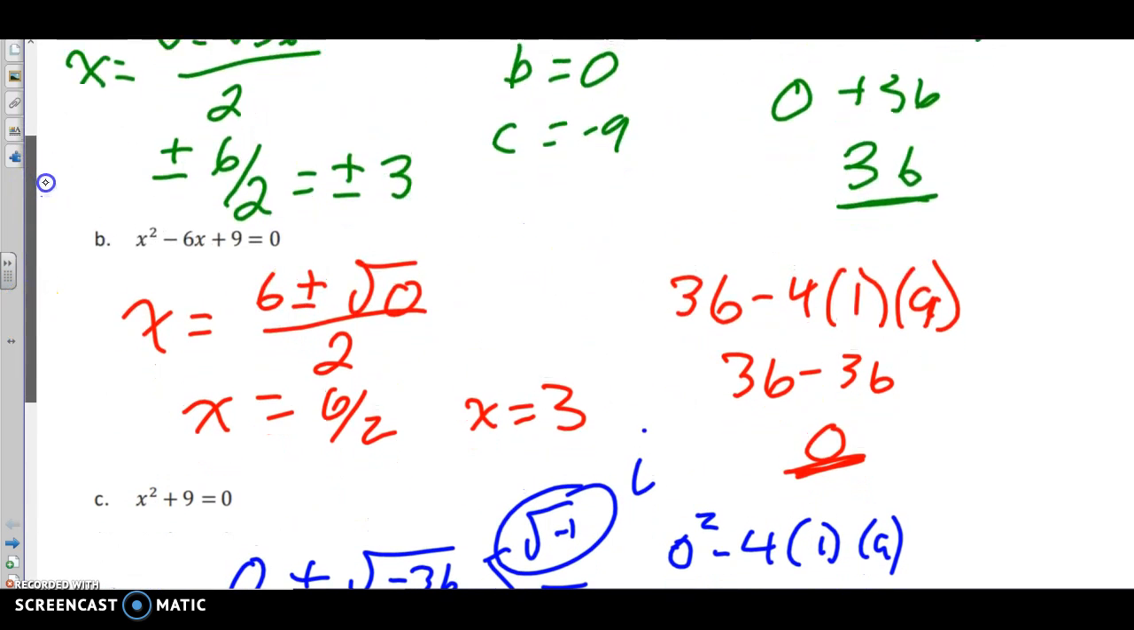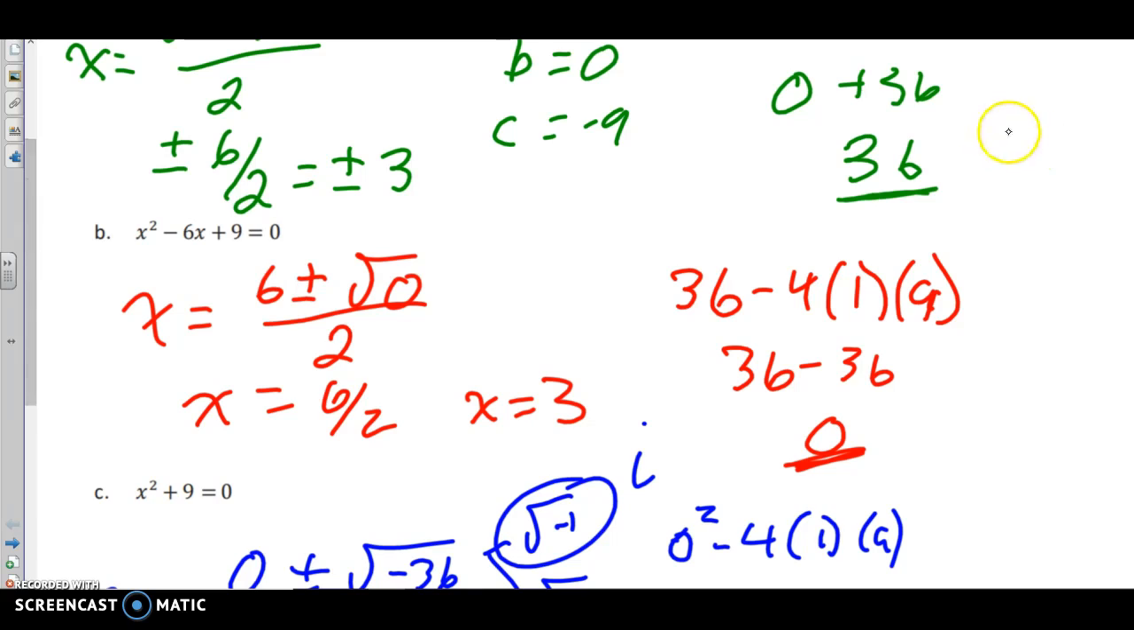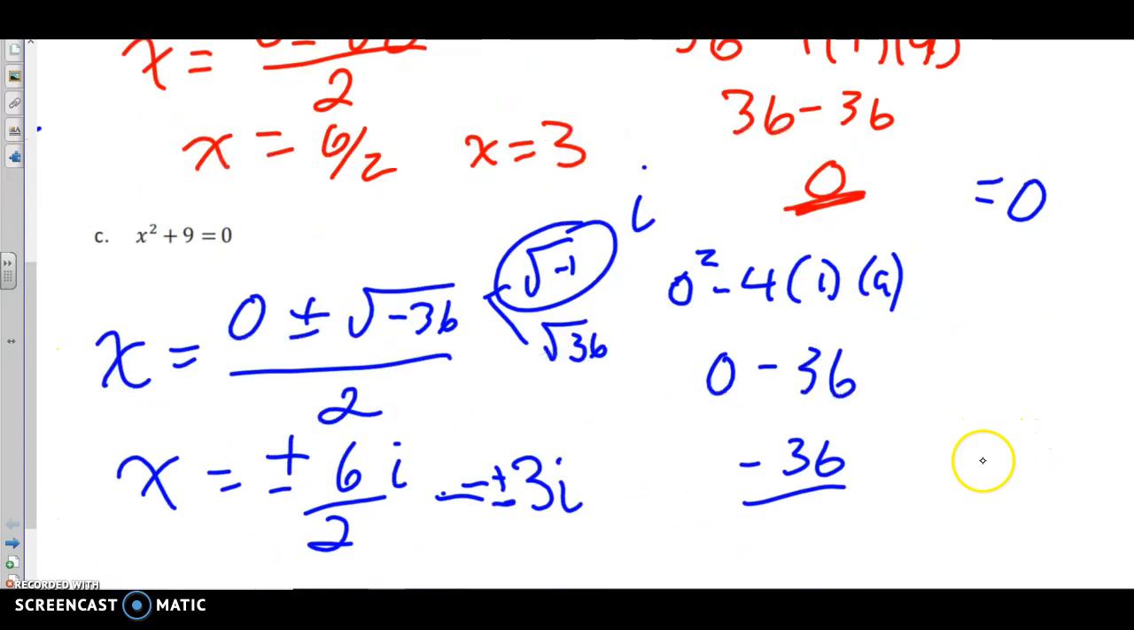So the big thing you're going to take away from this is I had a positive value, I had an equal to 0 value, and I had a negative value. And that's what the discriminant is going to do for us.